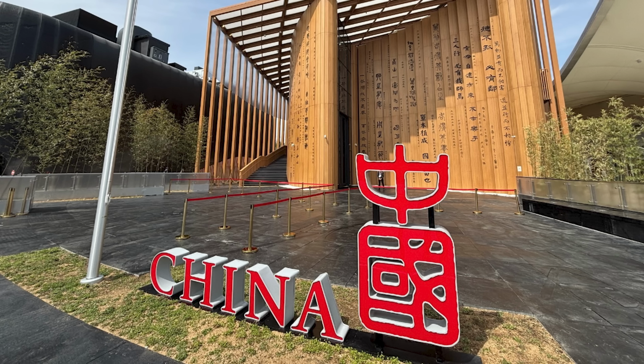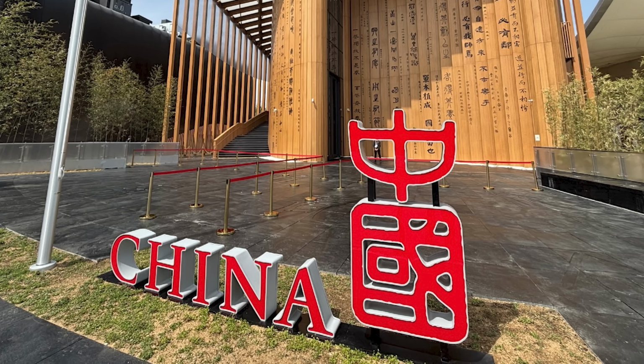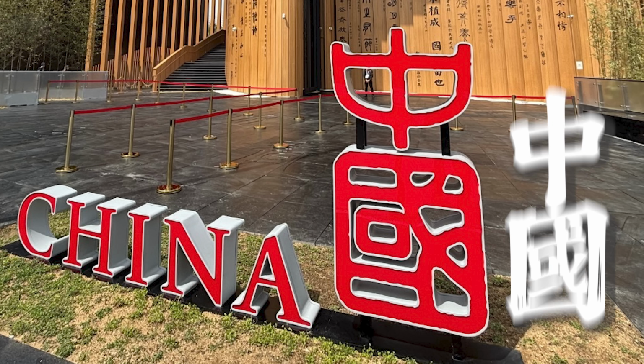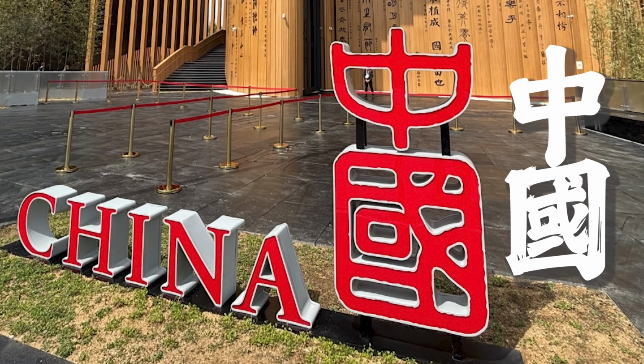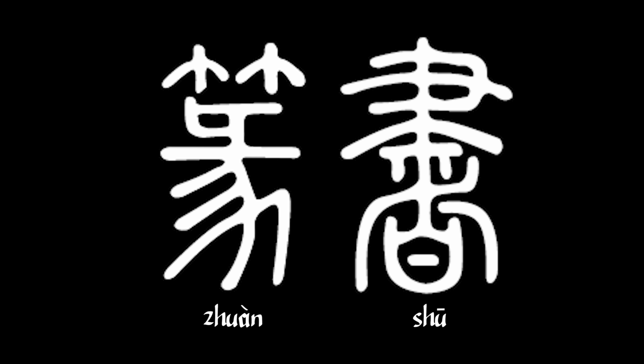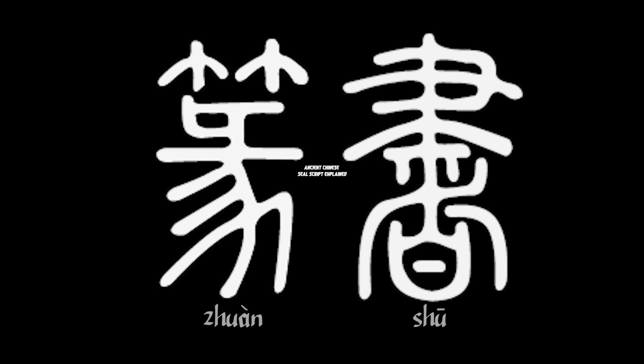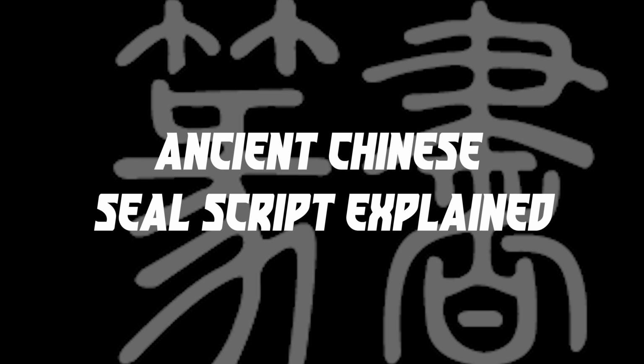And most recently, we see these characters being used at the China Pavilion 2025 at the World Expo in Osaka, Japan. Yep, that means China. And this is how you would write the same word in regular traditional characters that we use today. Now, this script is actually an ancient form of writing from over 2,000 years ago, and it is called seal script or 篆书, and this is its story.